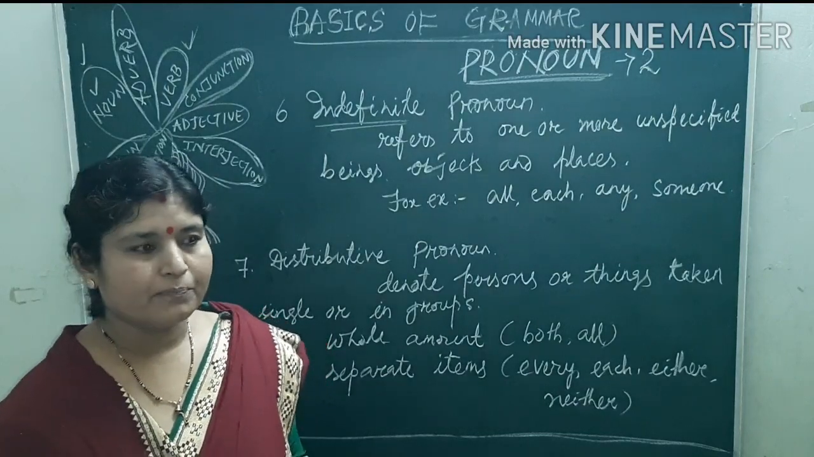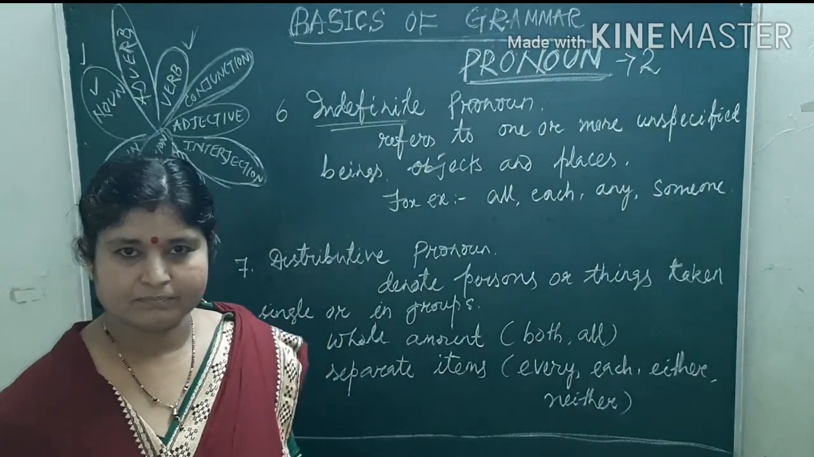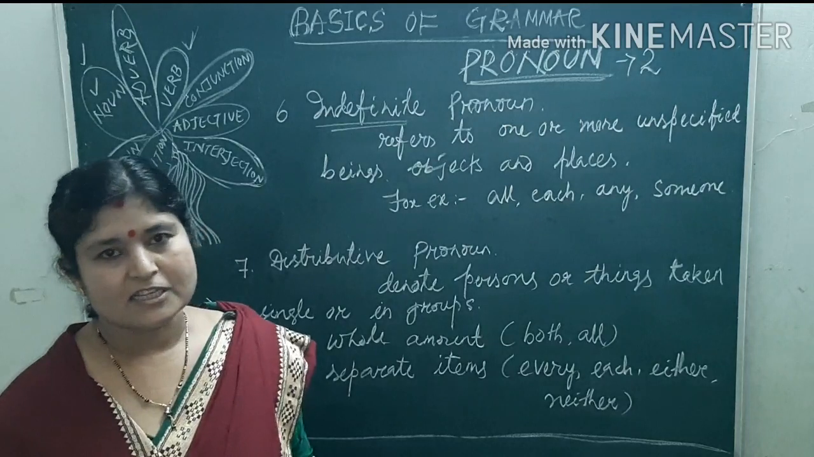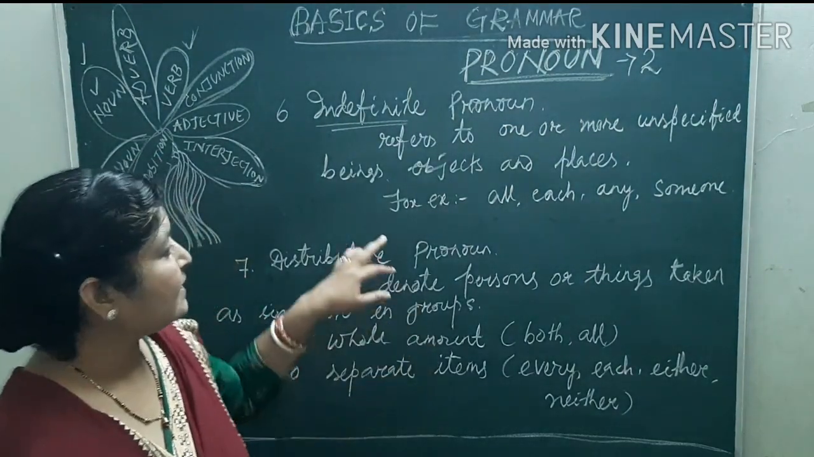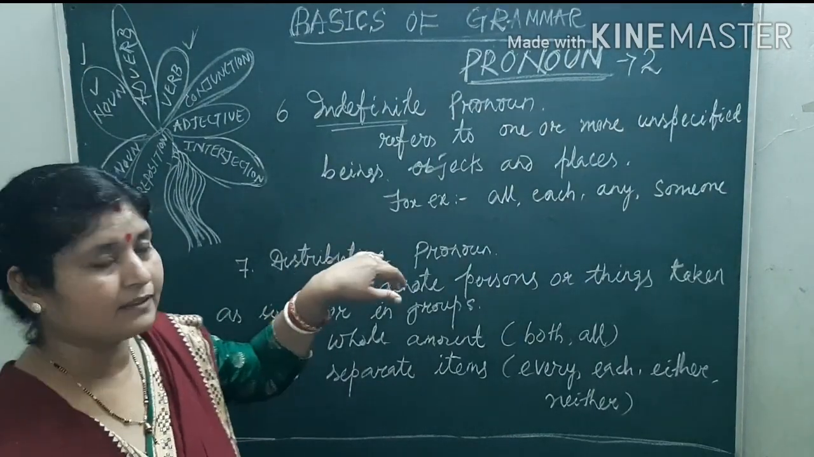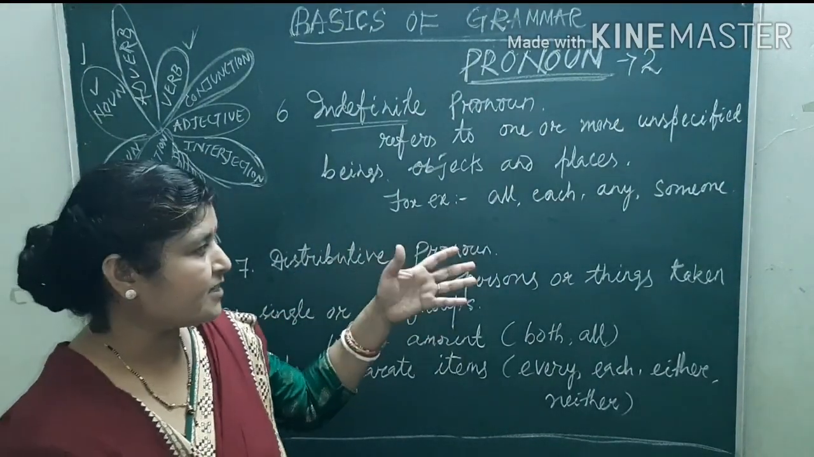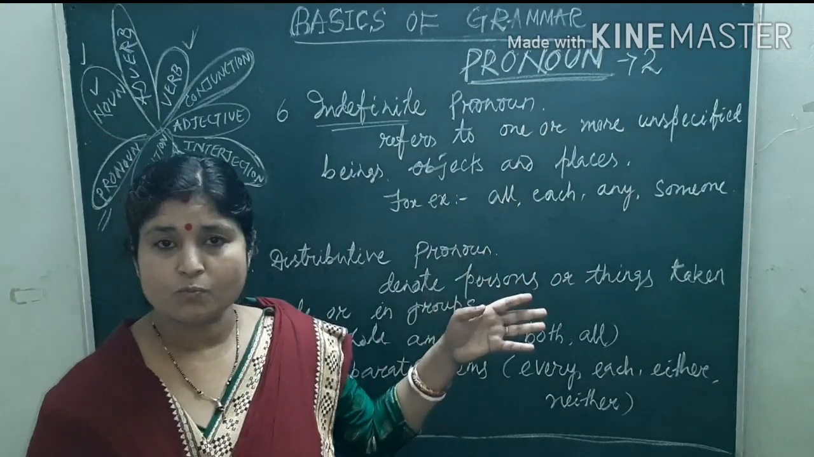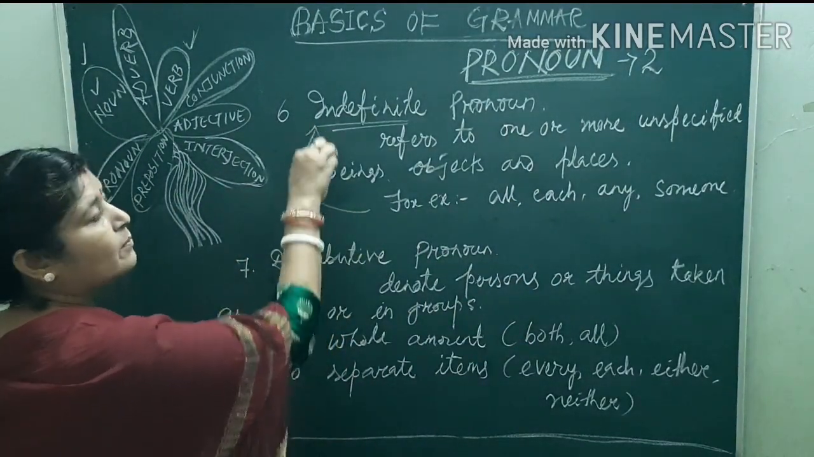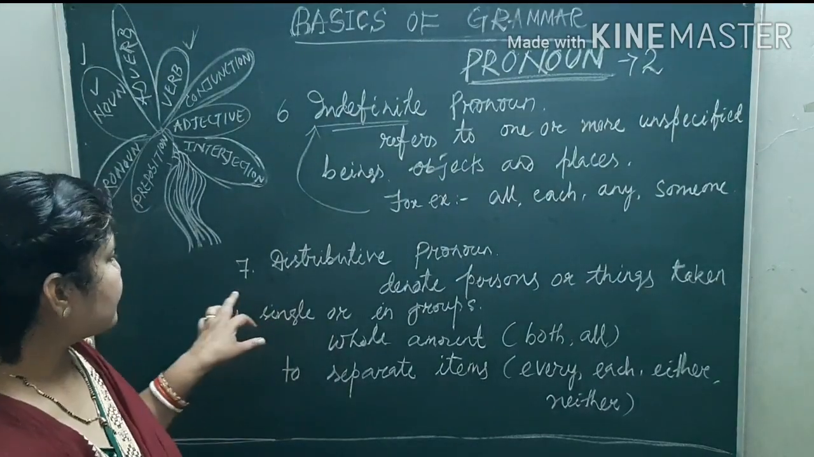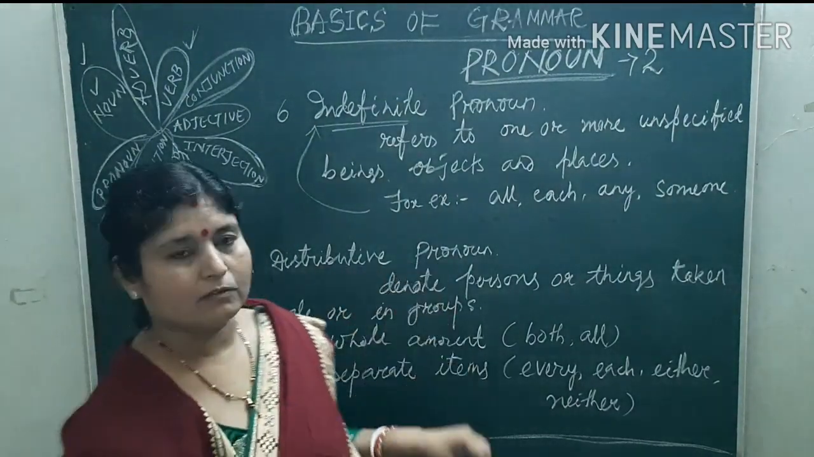For example, I have bought everything which you want for your journey. I got nothing. So in this case nothing, anything, all, each, any, someone, these all come under the indefinite pronoun. And next is our distributive pronoun.